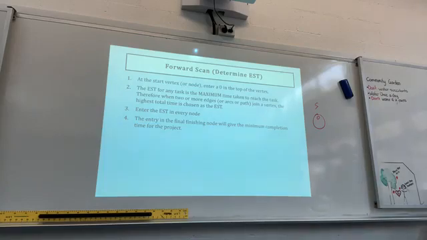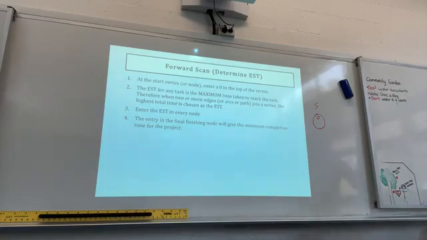The earliest starting time for any task is the maximum time taken to reach the task. Therefore, when two or more edges, arcs or paths join the vertex, the highest total time is chosen as the EST. Enter the EST in every node. The entry in the final finishing node will give you the minimum completion time for the project. Don't worry about copying this down, because I'm going to give you a printout of the forward scan and backward scan procedure a little bit later, both of them at the same time.